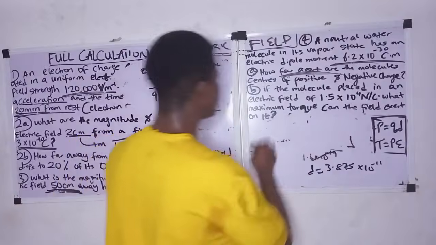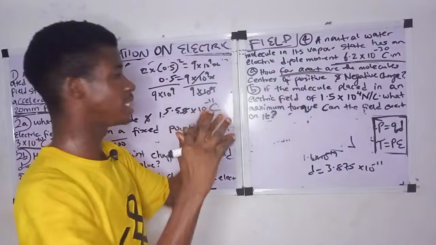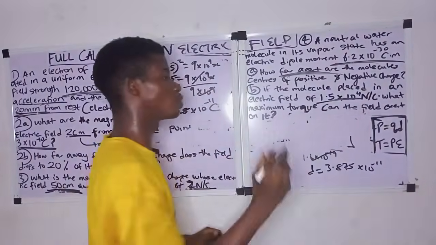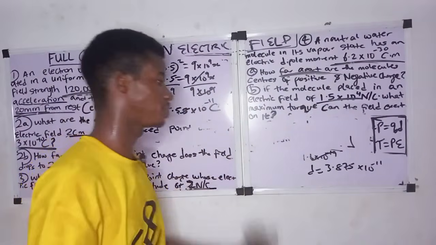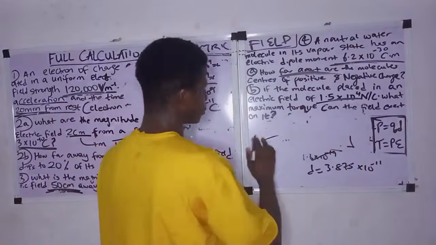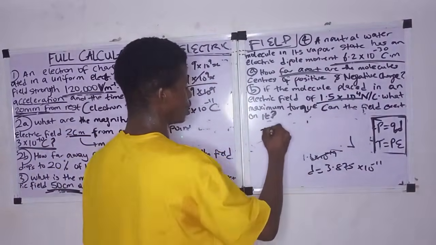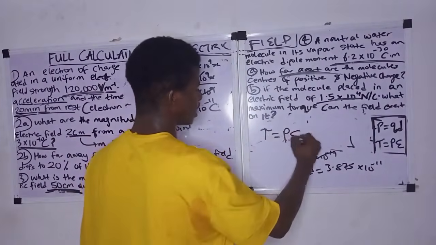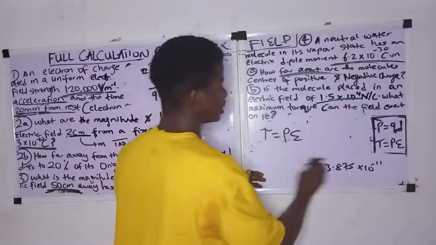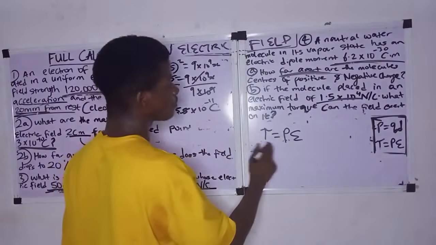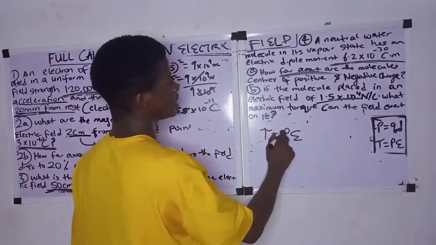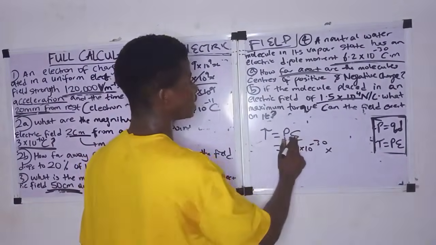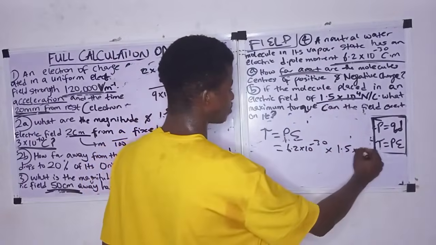Then the next, part B. They said if the molecule is placed in an electric field, with the electric field given, what maximum torque can the field exert on it? So it's very easy. The maximum torque usually equals the electric dipole moment times the electric field. We're looking for maximum torque, right? The electric dipole moment is 6.2 times 10 to the power minus 30, times the electric field in the question, 1.5 times 10 to the power 4.